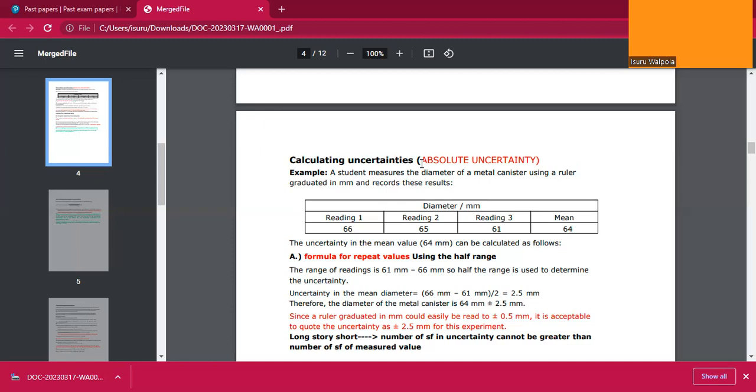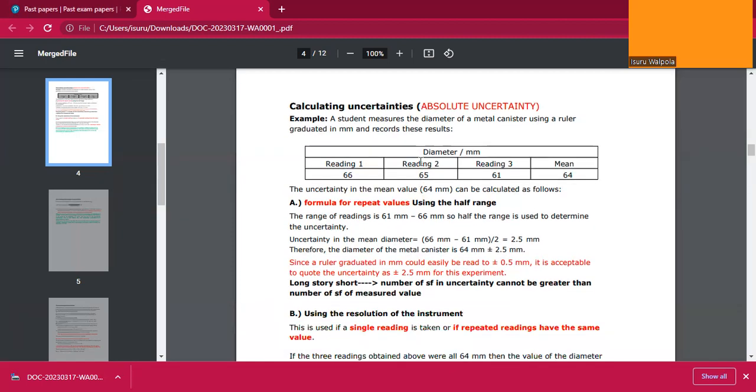Now, if you have repeat measurements, there's one formula. You have to use half of the range. Range means maximum minus minimum. Now here you can see how it has been done. Maximum minus minimum and divide by 2. So you have to use half range. You might want to highlight this in your own notes. So that is 2.5 millimeter. If you're writing the full answer of this reading as a single value, you take the mean and then you put plus or minus the uncertainty.